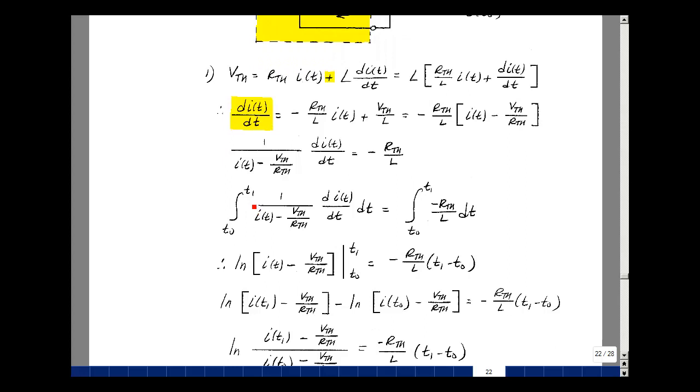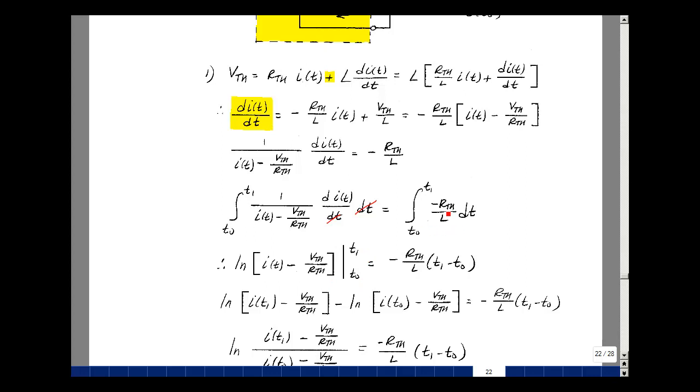Let's integrate both sides of the equation, dt, from t0 to t1. The dt's cancel. I have the integral of 1 over I of t minus V Thevenin over R Thevenin di of t. As we showed in our previous video, this is the form of the integral of dx divided by x plus a constant. And that's the natural log of the denominator. Natural log of I of t minus V Thevenin over R Thevenin, evaluated from t0 to t1.